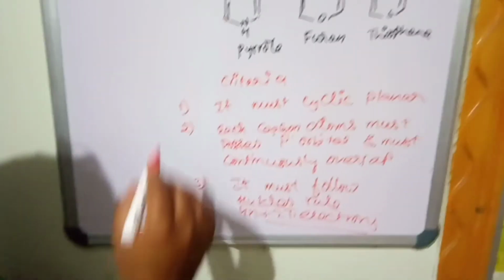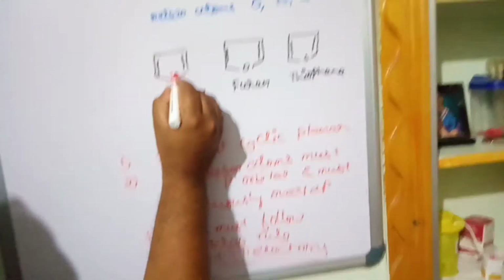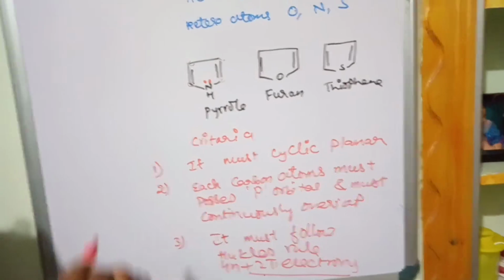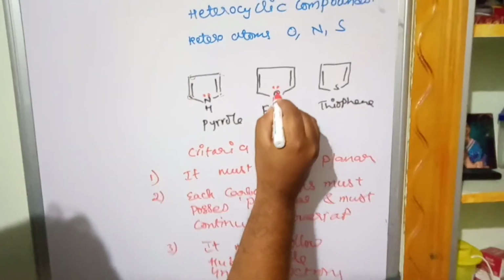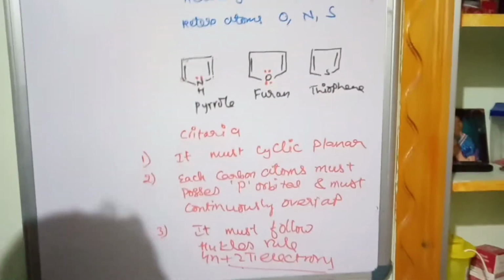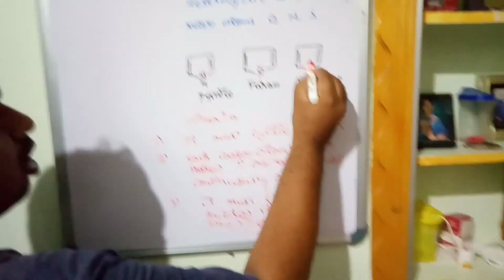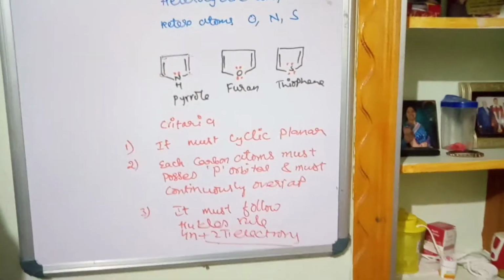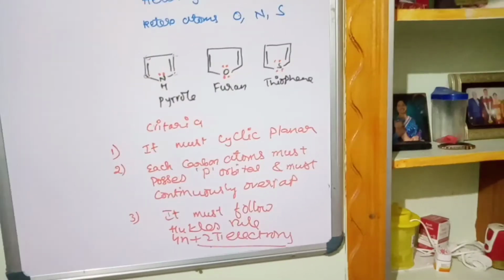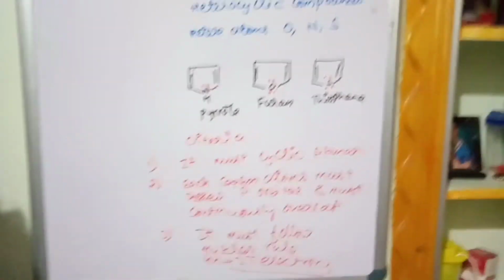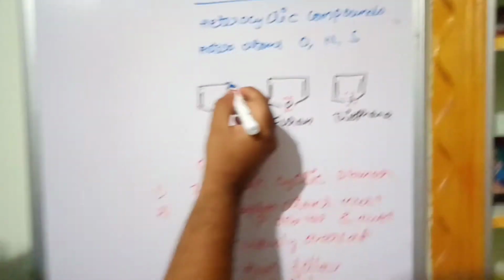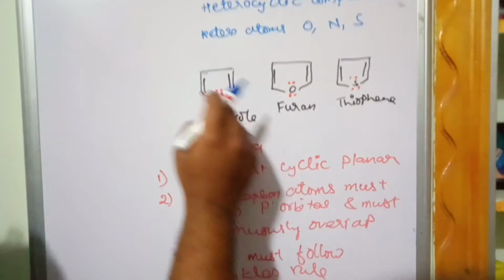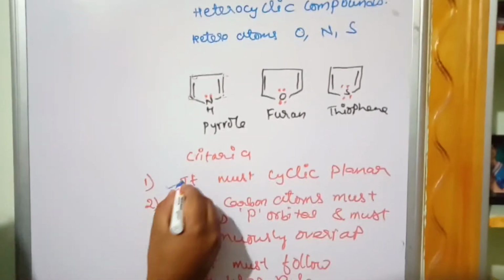Generally, in the outermost shell, nitrogen contains 1 pair of electrons, oxygen contains 2 pairs of electrons, and sulfur also contains 2 pairs of electrons. Now let us discuss according to the rules. We discuss pyrrole. If you see, it is planar and cyclic in structure. So the first criterion holds good.